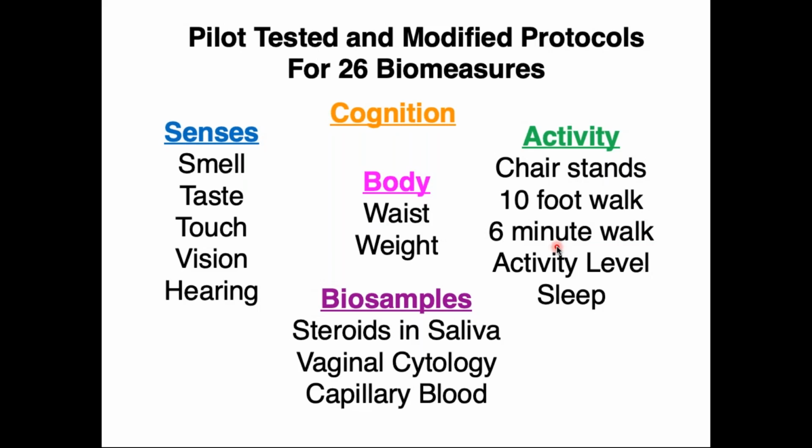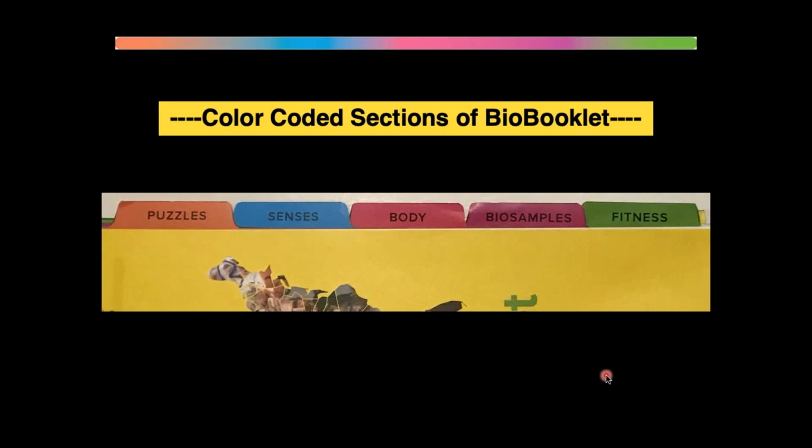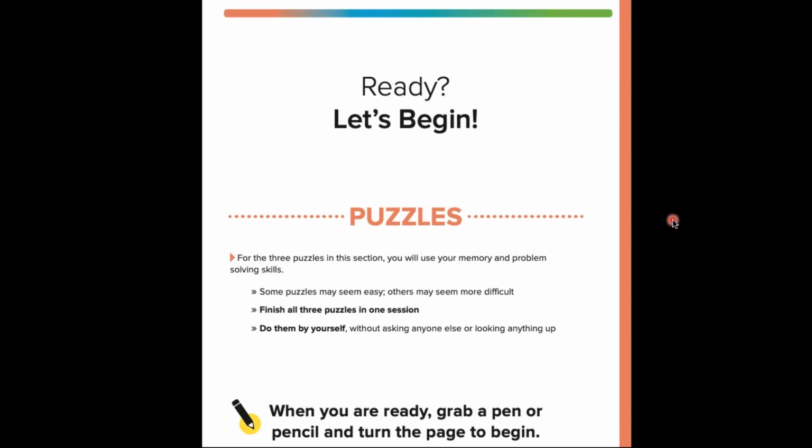So I'll now go through what these protocols look like for our 26 different biomeasures. These are the exact same domains I told you about already. And one thing that was important, I thought, was to have it color coded. So you see these colors up here in the bar, and then the tabs that were nice, heavy paper stock. So for the puzzles, which is the cognition measures, and then the 5 domains here. So it was easy to flip back and forth, and also to keep oriented using the colors.